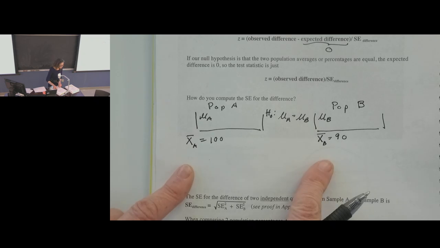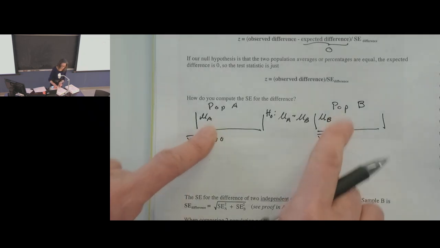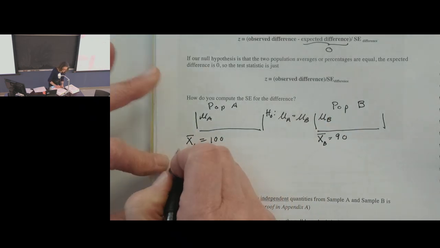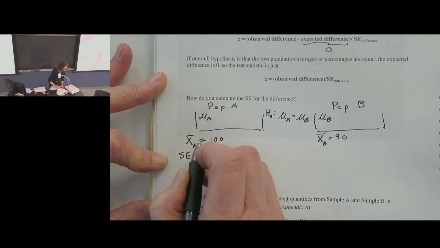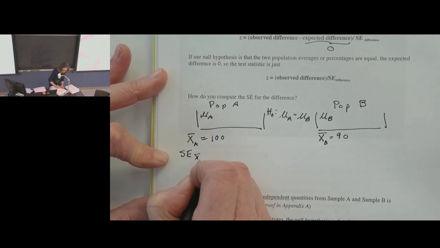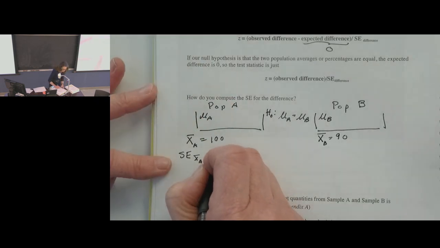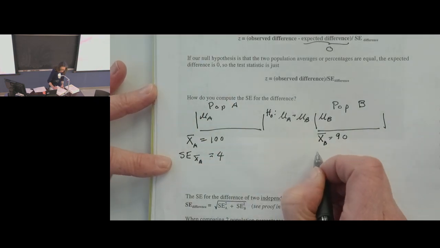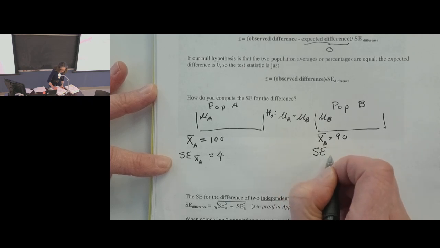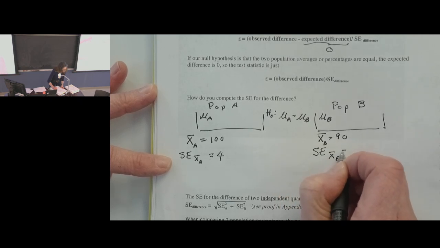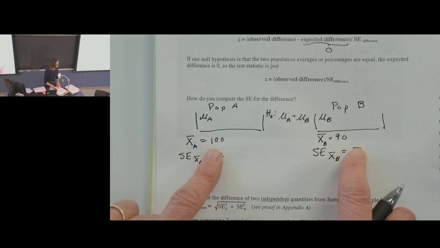Well, each one of these, we can calculate a standard error the usual way. So let's say we got a standard error for this sample average, based on the standard deviation of the box and the sample size. And let's just say it was 4 after we did that calculation. Let's say we got a different one here. Okay? So they're both bouncing around.